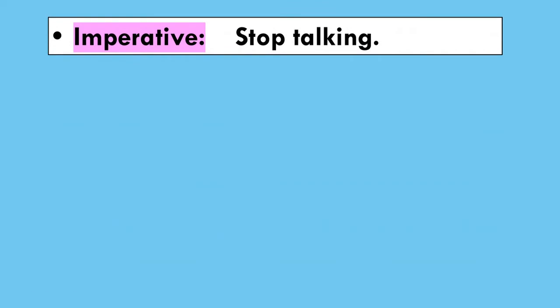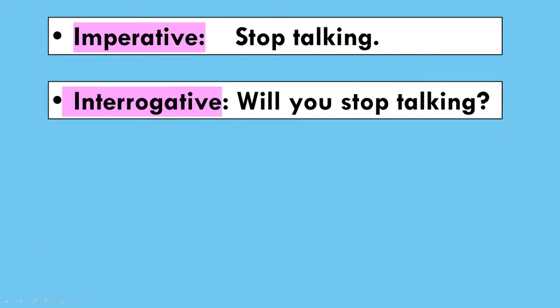Imperative sentence, stop talking. Here we can see that it starts with V1, okay, and it just gives command. So in interrogative you can say will you stop talking. So it is more polite than imperative. Okay, we have converted into interrogative.